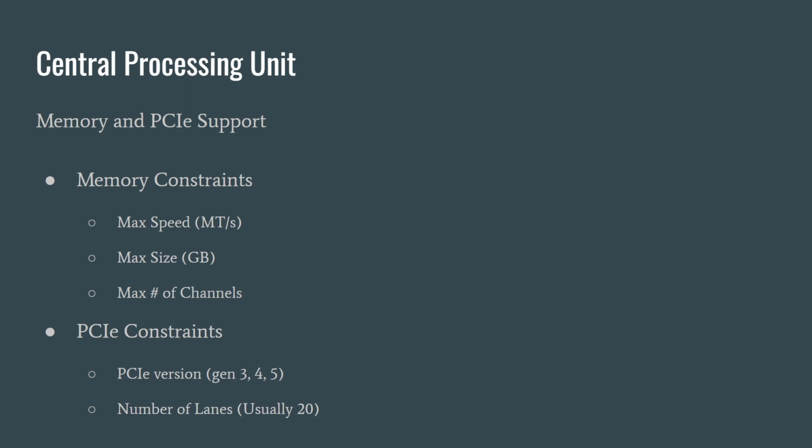All right, so next up, we have memory and PCIe support. The CPU, like I said, talks to all the other components in your computer. There are certain constraints that the CPU imposes on how fast and how much it can talk to these other components. For the memory, or the RAM, there's a max speed that the CPU can talk to the RAM. Your RAM will have a speed, which is measured in MT/s, megatransfers per second, and the CPU will have a max speed it can talk to that RAM.